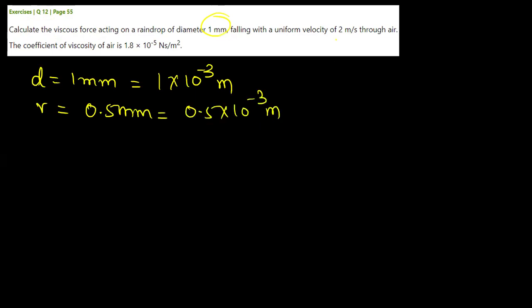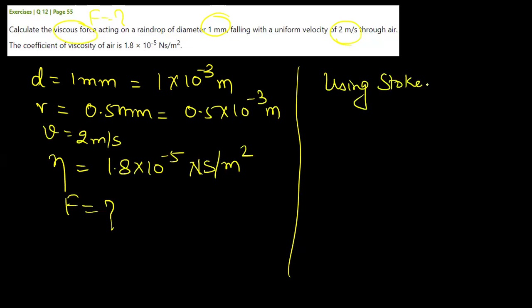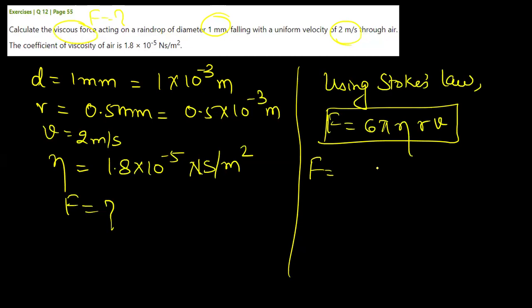Falling with uniform velocity is given to you. V is given as 2 meter per second through air. The coefficient of viscosity eta is given as 1.8 into 10 raised to minus 5 Newton second per meter square. Find the viscous force. The question is asking to find the viscous force. Viscous force मतलब F. If you see the given things, you can use Stokes law to find it. So using Stokes law, you get F equal to 6 pi eta r v. That is the formula for Stokes law. F is the viscous force, वो पता करना है.